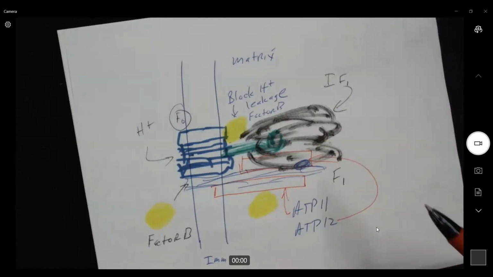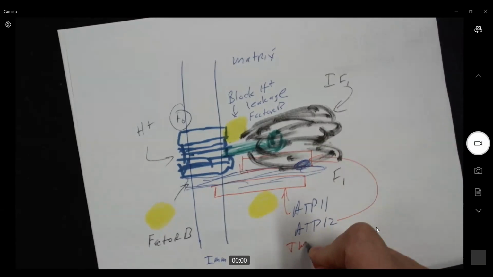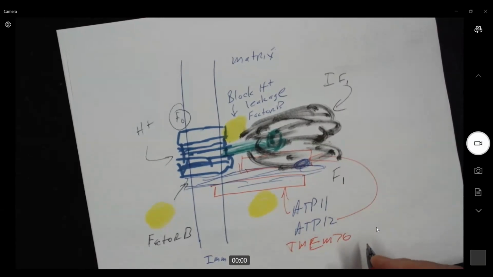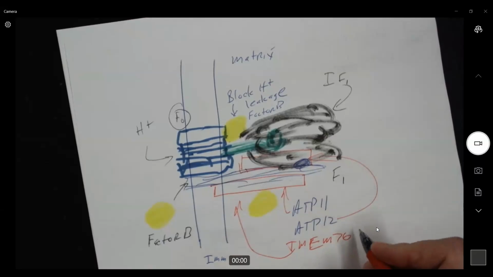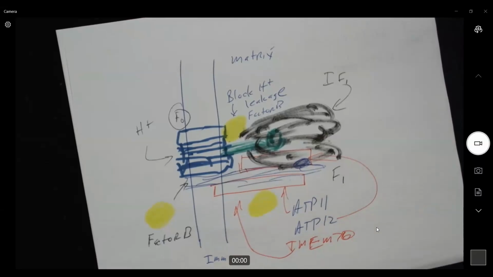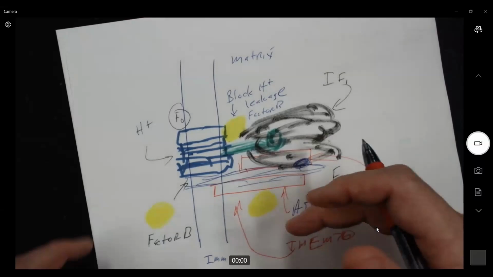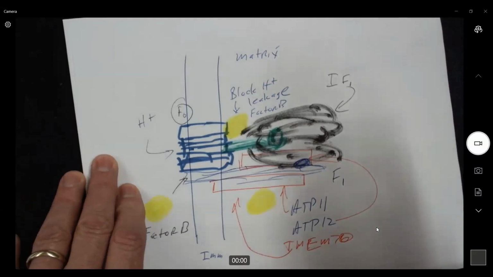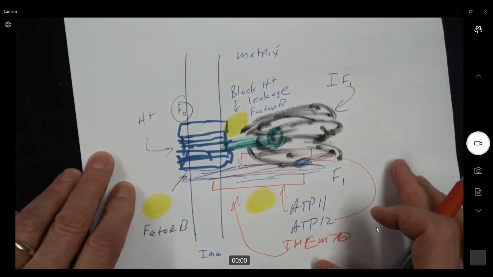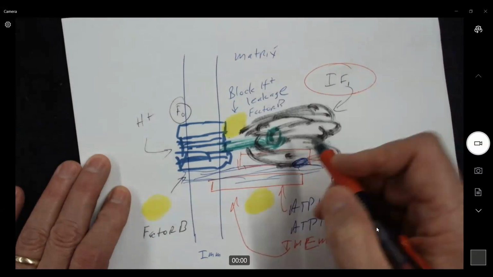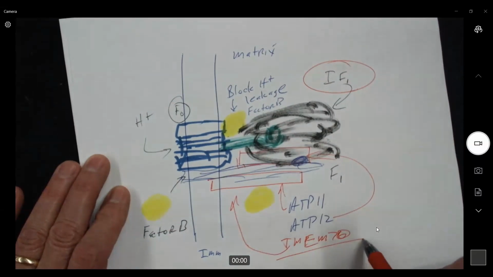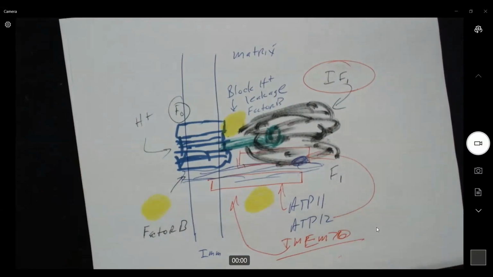There's an additional protein called TMEM70 that also will associate with the ATPase and prevent it from clumping as well. So the ATPase is very carefully protected within the cell. IF-1, factor B, ATP11, 12, and TMEM70.